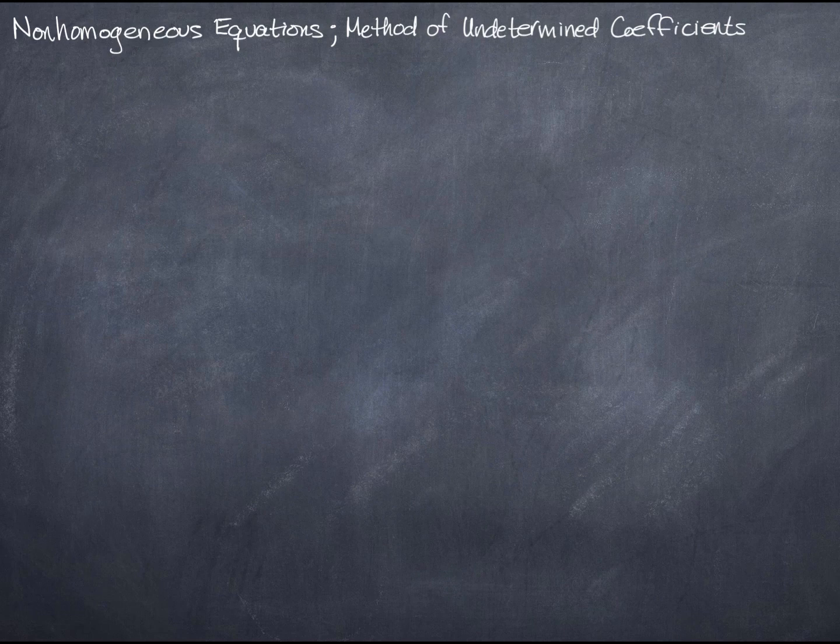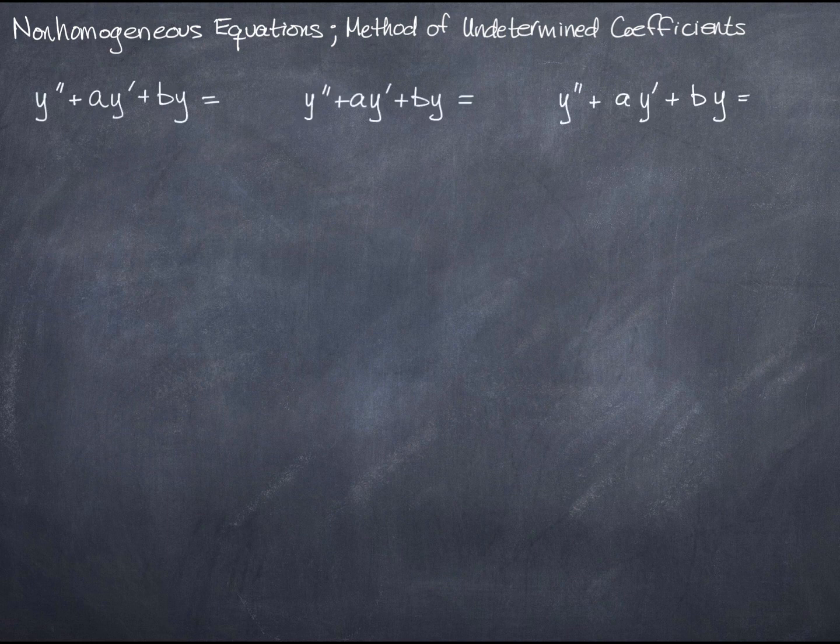In this video, we're going to be taking a look at some non-homogeneous differential equations. So far, what we've looked at is the case when the right-hand side of a second-order differential equation is zero, and we call these homogeneous. In the case where the right-hand side of the equation is some function, we call these non-homogeneous.